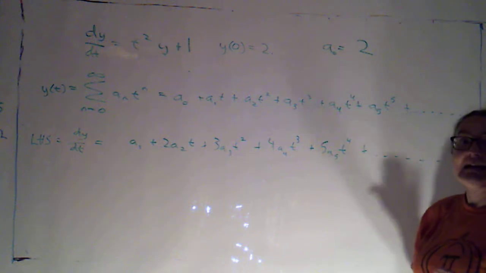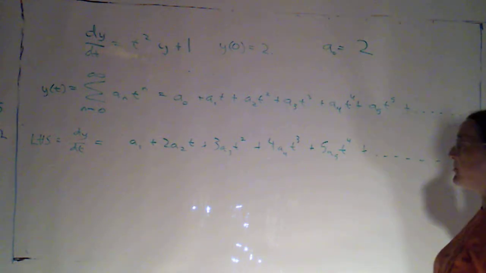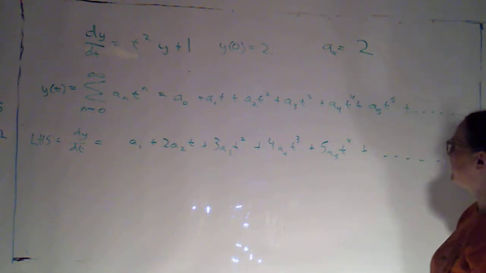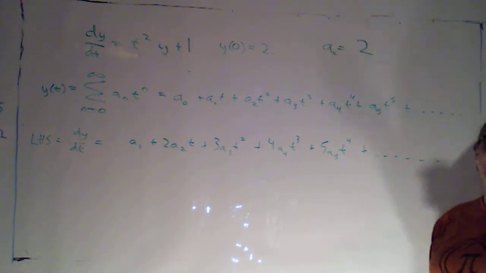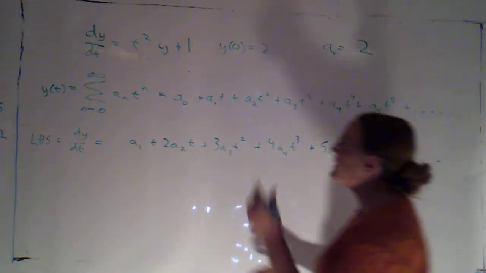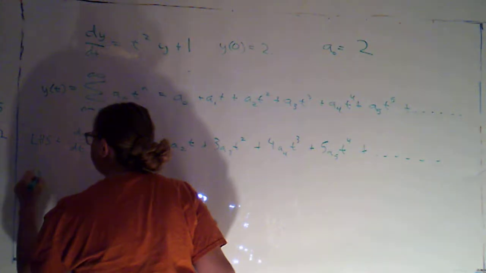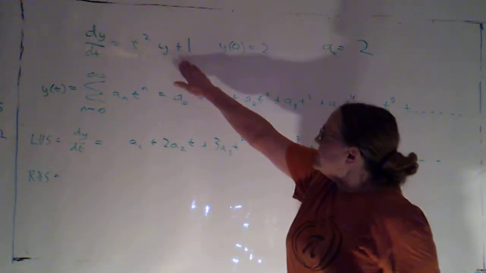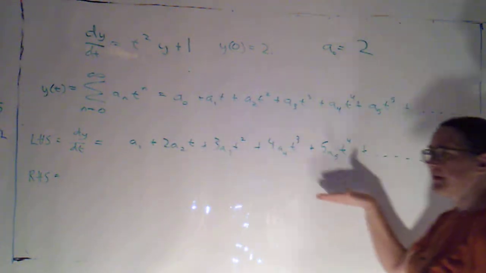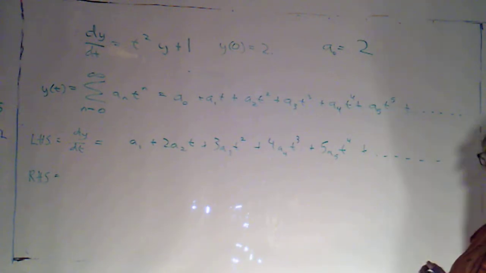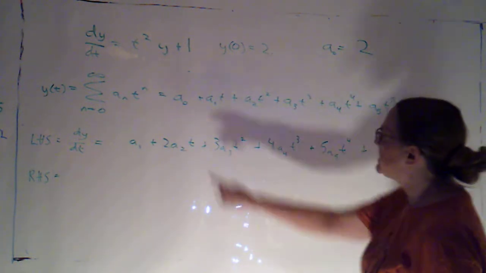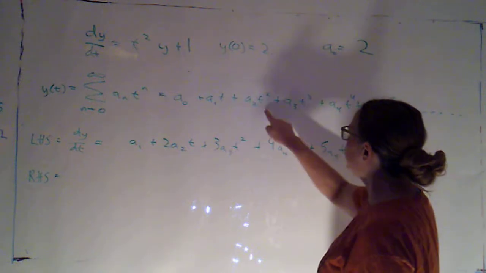If I wanted the t to the 100th term of the derivative, it would be 101 a sub 101 times t to the 100th. Okay, so I'm noticing the pattern there for the derivative. Okay. Now the right-hand side, that was t squared times y plus 1. I'm going to write that out below here, and I'm just going to line up like terms. Okay. So if I look at t squared y, that means I'm multiplying t squared by each one of these terms.